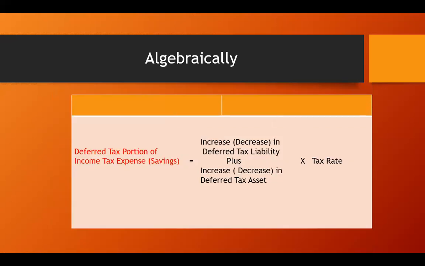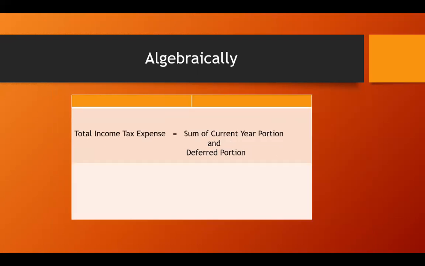We can have a formula for this. Our formula is: the deferred tax portion of the income tax expense or savings is the increase or decrease in the deferred tax liability plus the increase or decrease in the deferred tax asset, multiplied by the tax rate. So we have a formula: total income tax expense is equal to the sum of the current year portion of the tax plus the deferred portion.